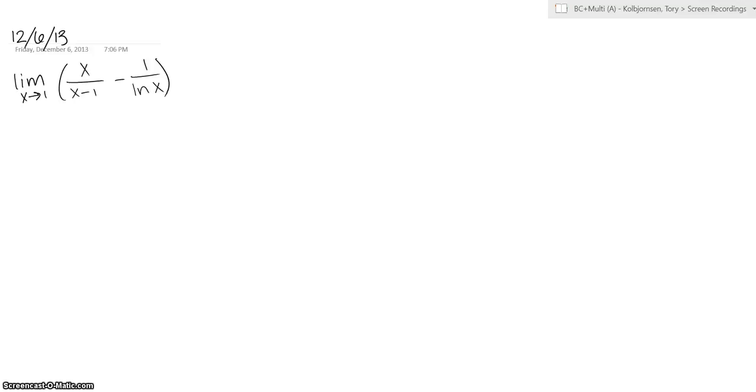Okay, so this is a problem that I found on the internet when I googled cool examples of L'Hopital's rule, and I chose it because it was the first one I found that had an interesting trick that we hadn't covered in class.